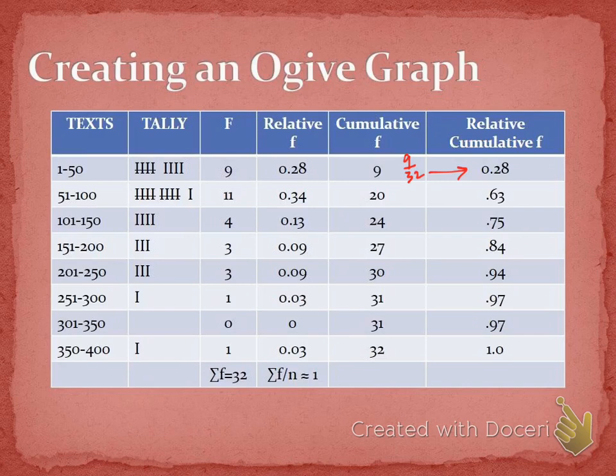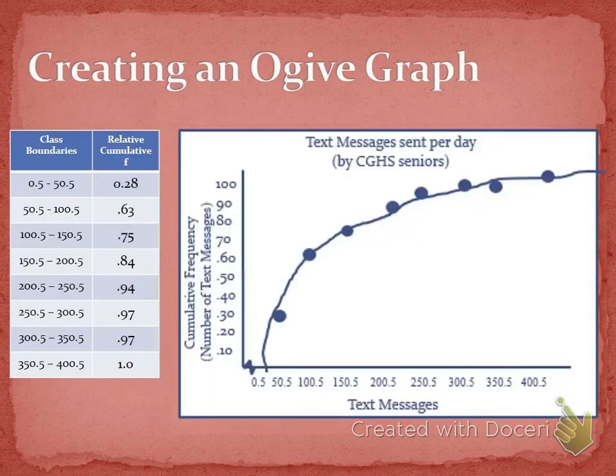Now to create your ogive, we just want to take the edge of each class and plot the frequency there, right? So at 50.5, we need to be at about 28%, which is where that dot is, right? At 100.5, we need to be at about 63%, which is why we made that dot. At 150.5, we want to be at 75, so we put a dot there, so on and so forth.